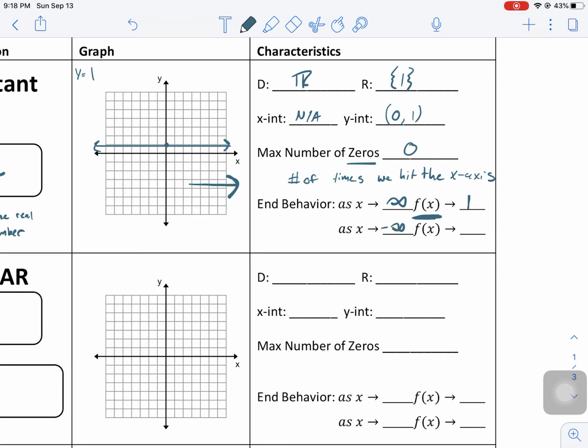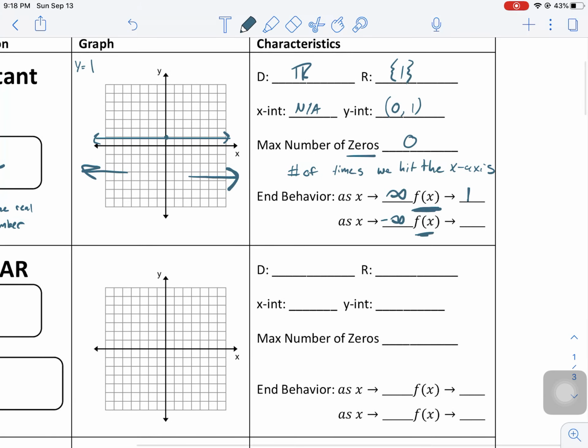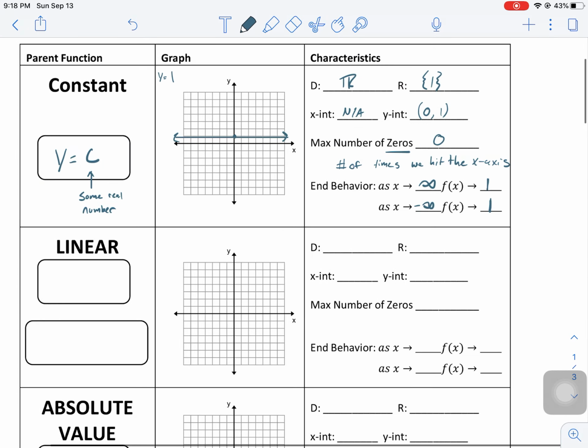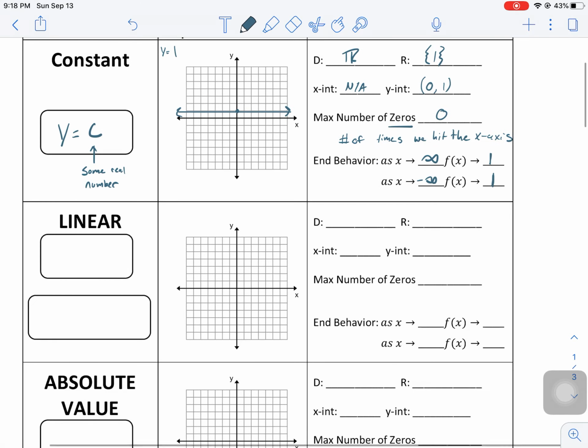Then we say as x is going to negative infinity, so as x is going to the left forever, where is our y value going? It's still going to 1, okay? So in both cases, as x goes to the right forever, y is going to 1. As x goes to the left forever, y is still going to 1. And that is our constant function.